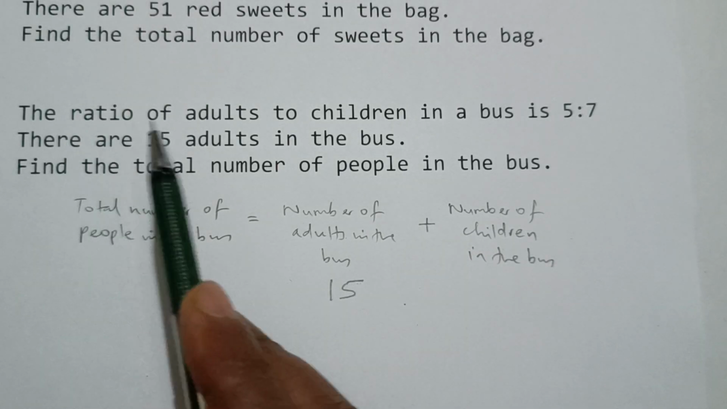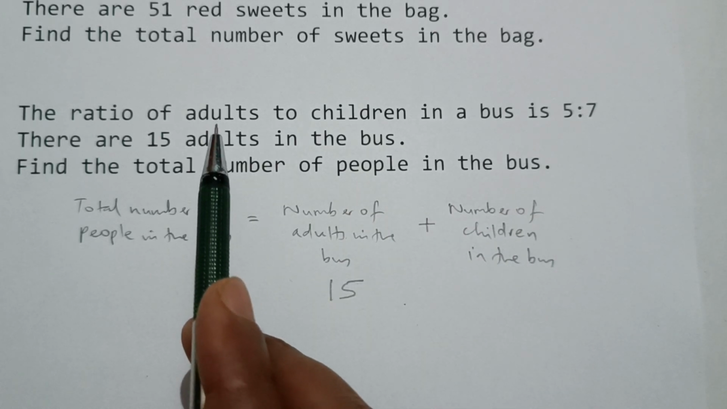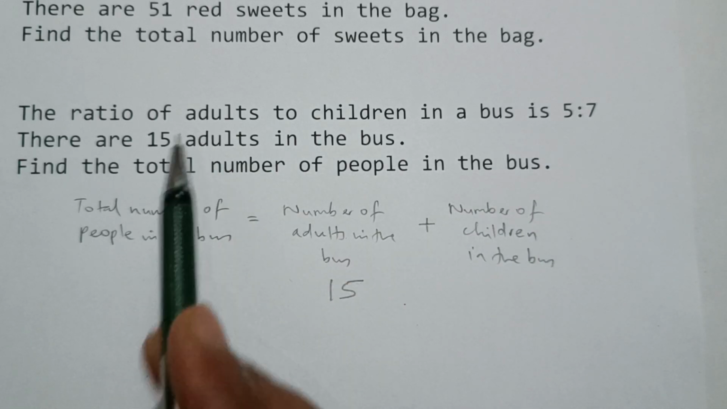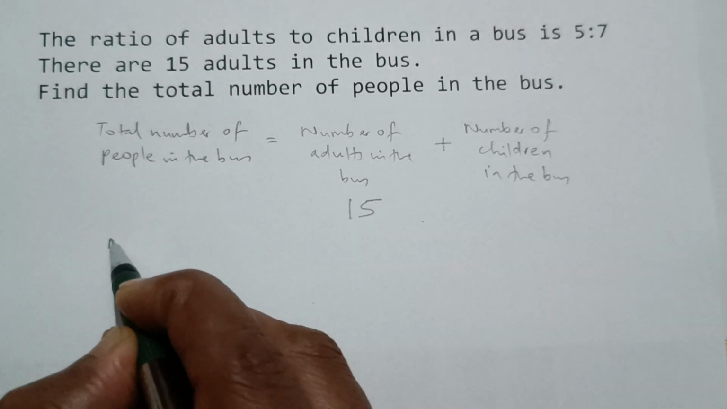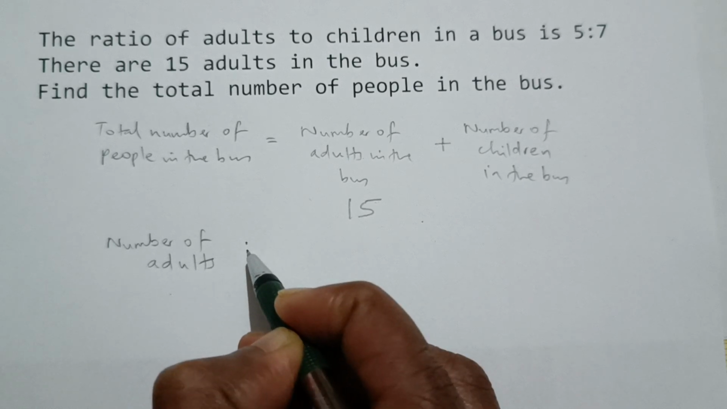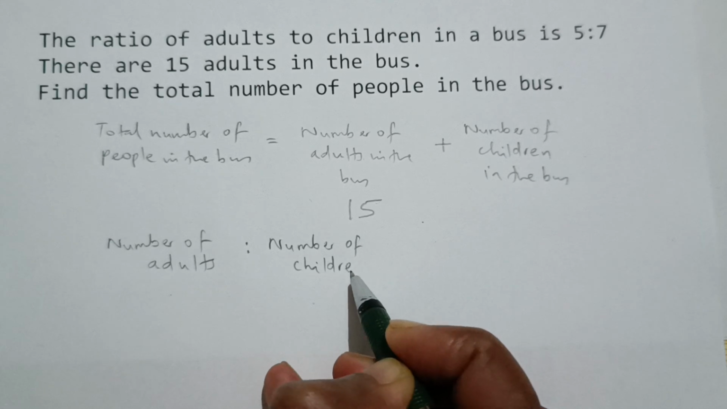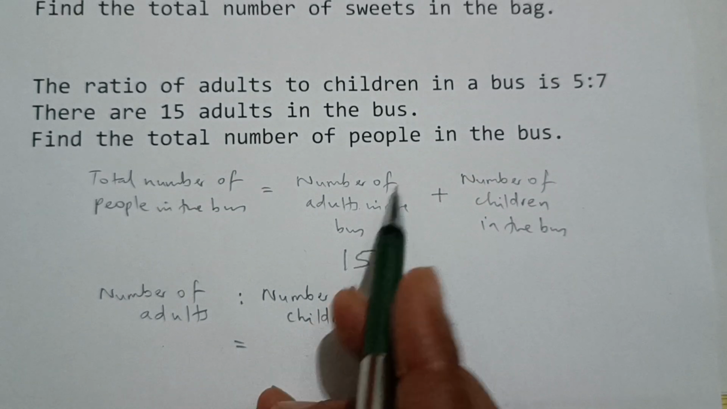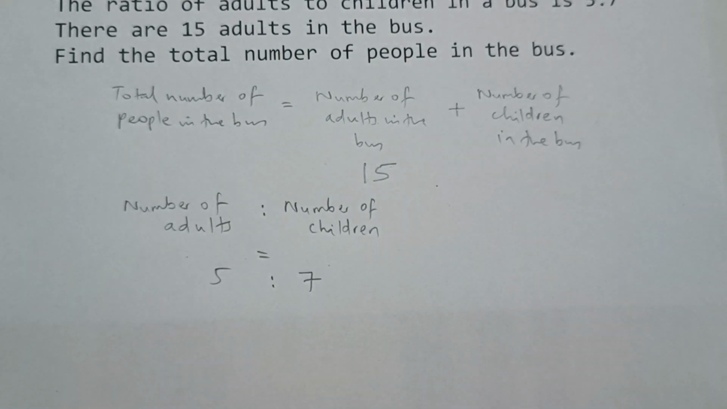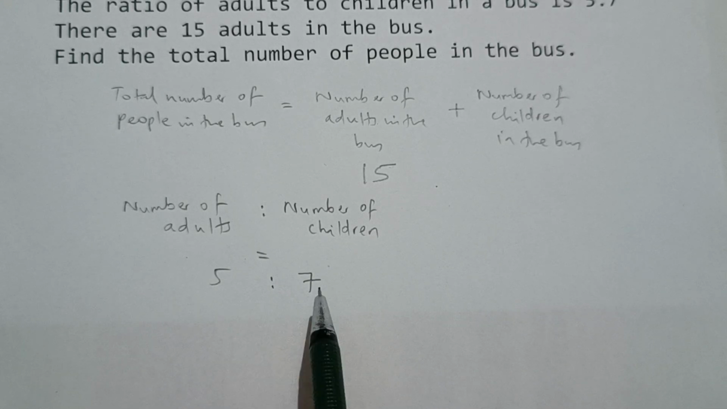Now here they are saying that the ratio of adults to children in a bus is 5:7. So the number of adults to the number of children in the bus is 5:7. So this ratio is given to us. Number of adults is to number of children is 5:7.